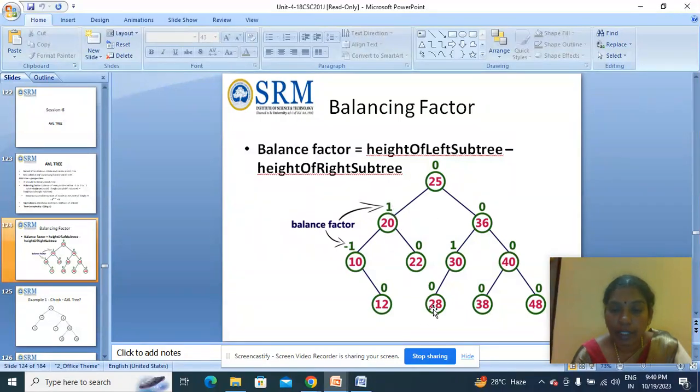Let us take 28, 38 and 48. These are all called leaf nodes. So there is no left and right children. So here definitely the value of the balance factor is 0 for all these leaf nodes. So next we will take 30.